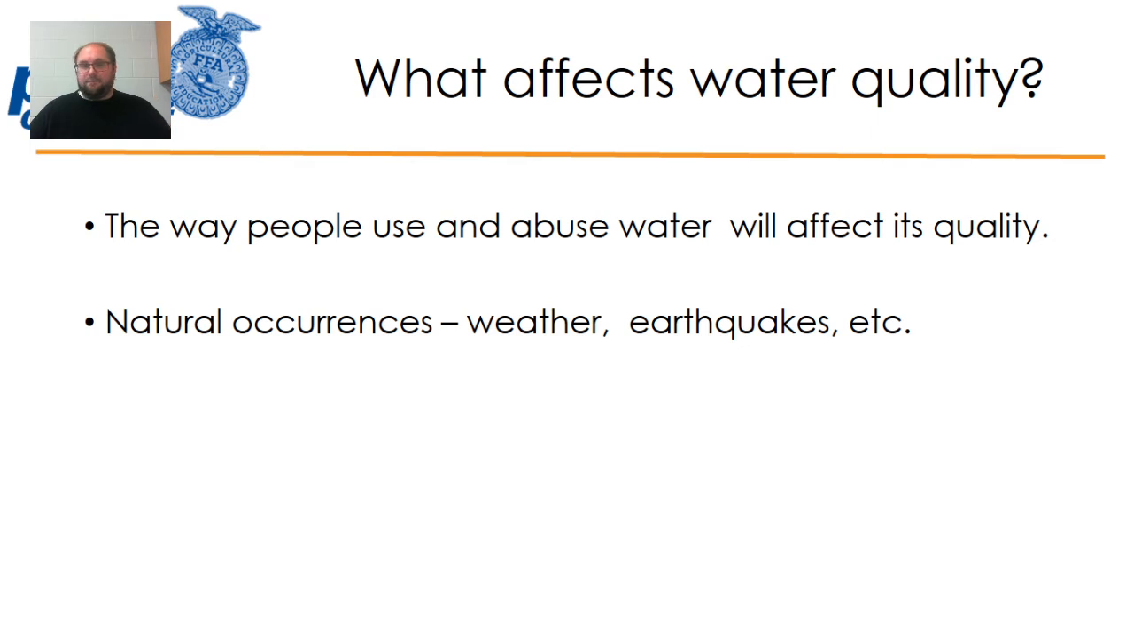But beyond just people, natural occurrences like weather, earthquakes, floods, storms, hurricanes, these affect water quality as well by causing very similar issues, by bringing in things that don't necessarily need to go into our water cycle and system. And so water quality gets affected by both humans and by nature.